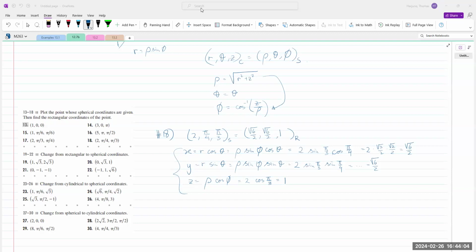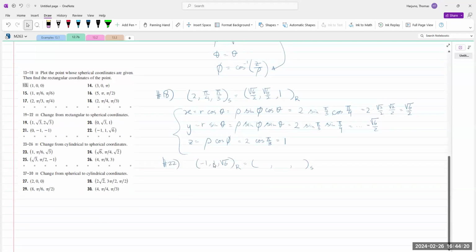Let's see the next one, number 22. Number 22, we have (-1, 1, square root of 6) in rectangular. What will that be in spherical? First, the rho. The rho will be basically the Pythagorean application to the x, y, and z. I get square root of 8, which is 2 radical 2.